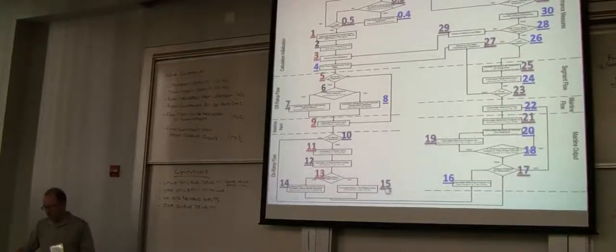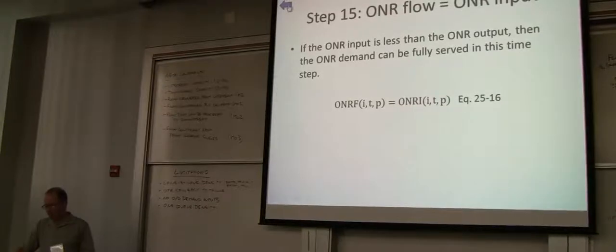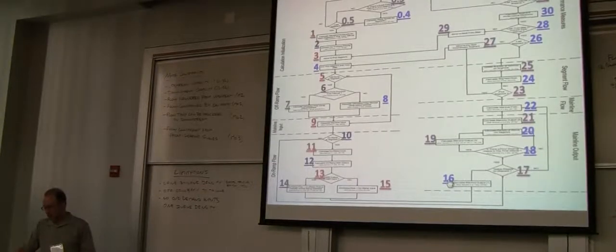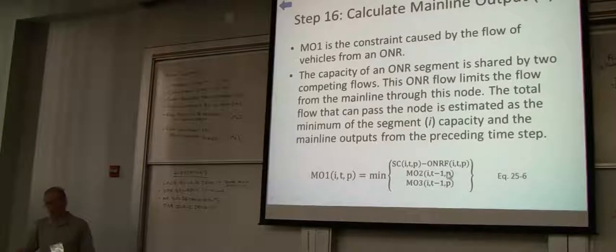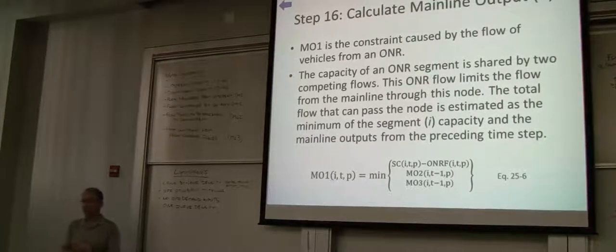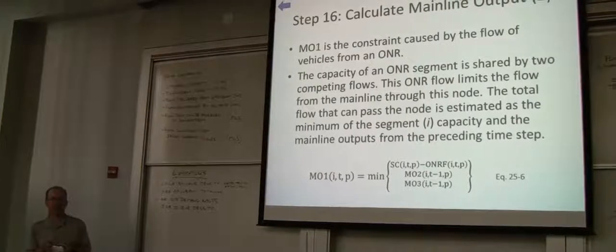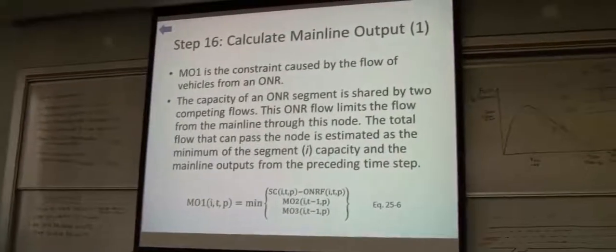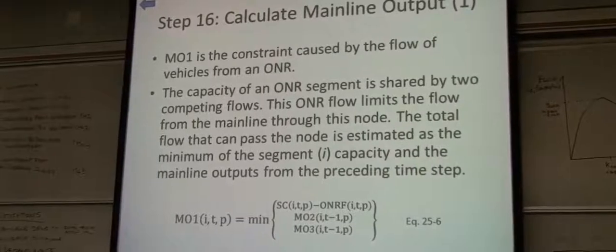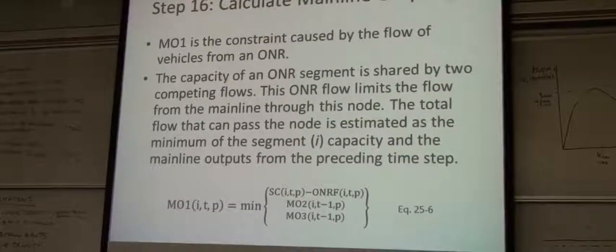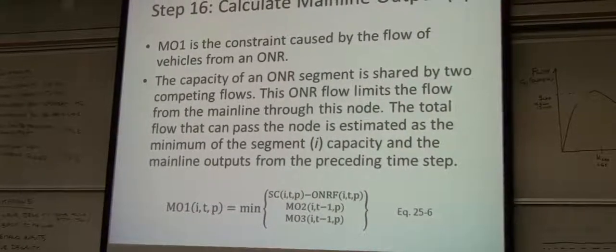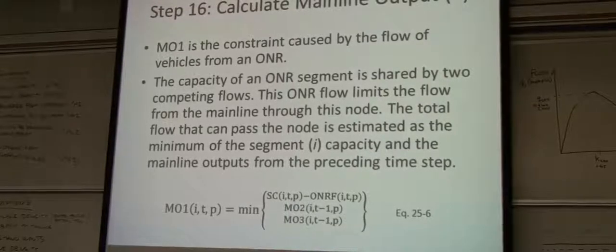Let me jump ahead here a little bit. Okay, so I want to get to the section here that talks about the mainline output. This is the constraint condition again that's dealing with essentially the bottleneck created where the combination of the mainline input and the on-ramp input is going to exceed your downstream capacity. Anything else you want to expand on?